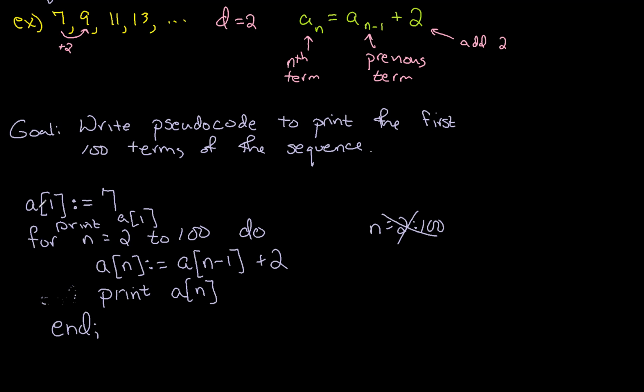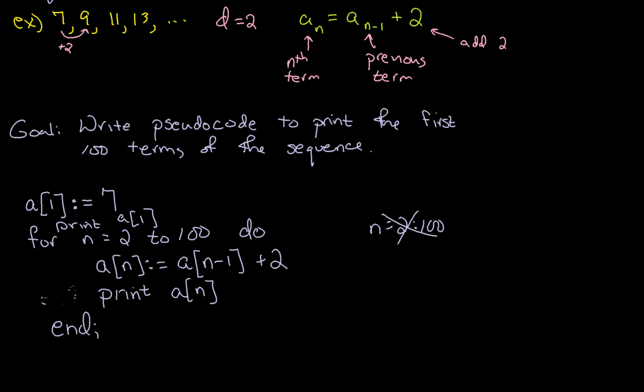In other words, a square brackets 1. Some computer languages use parentheses, and that's totally fine. You could say a parentheses 1 equals 7. I'm fine with that. The pseudocode, the idea here is to give the general steps that you need to go through to execute the task.